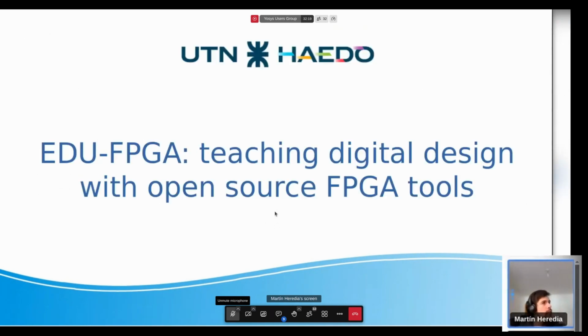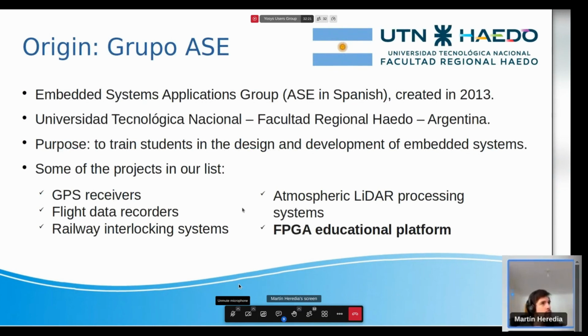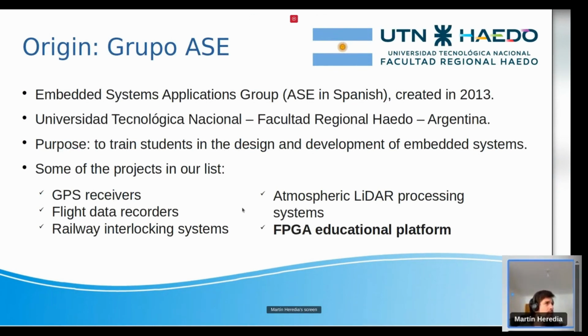First, I would like to share the context of this project and how it was born. This project was created under the Embedded System Applications Group, or ASE in Spanish. This group belongs to Universidad Tecnológica Nacional from Aedo City in Buenos Aires, Argentina. And it was created in 2013 with the idea of training students in the design and development of embedded systems.